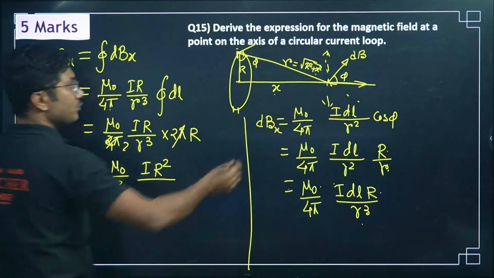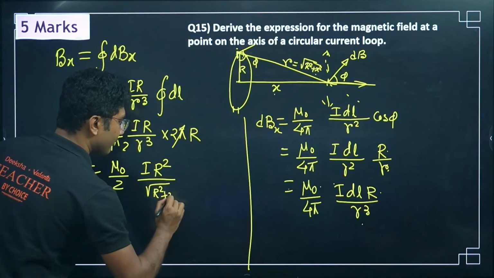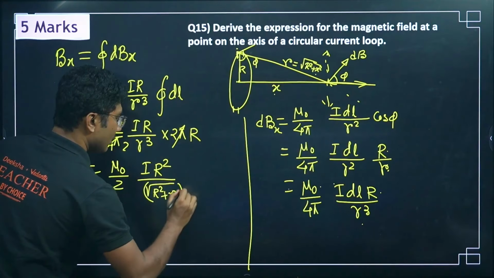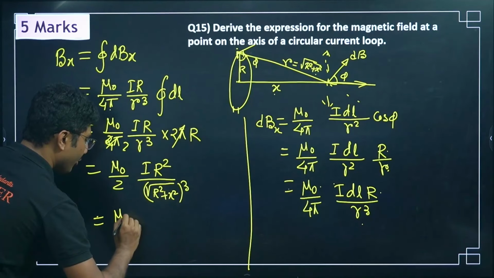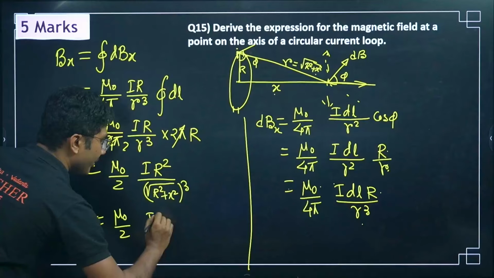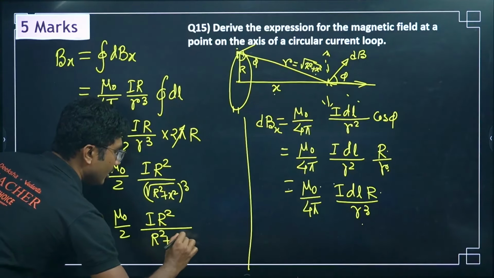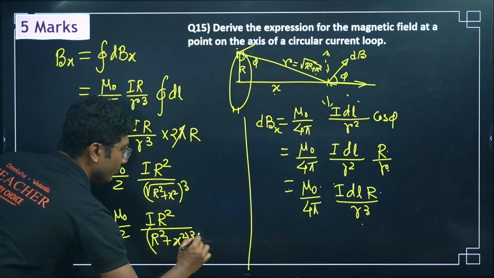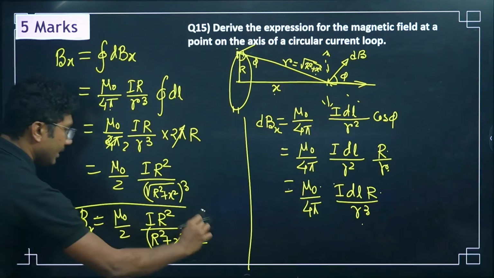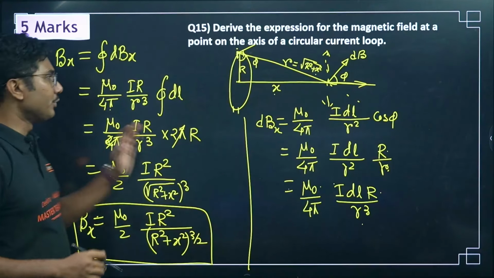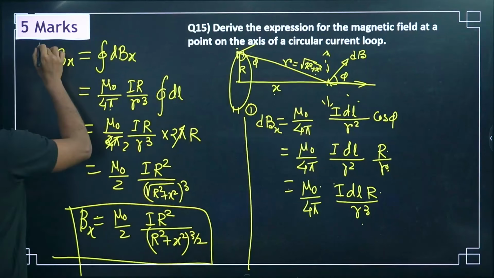Now it is time for us to put this value. So it will be square root of R square plus x square to the power cube. Now this can be intelligently written as mu naught by 2 I R square divided by R square plus x square to the power 3 by 2. Okay, so this is the x component of the magnetic field. So just write it down, and if you do this, you will get full marks. So this is the first, this is the second.